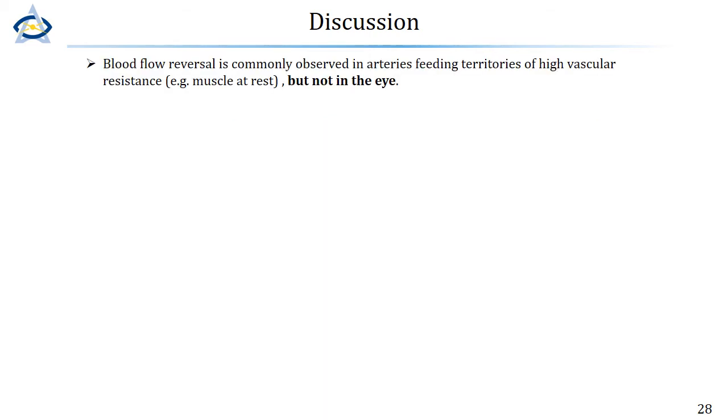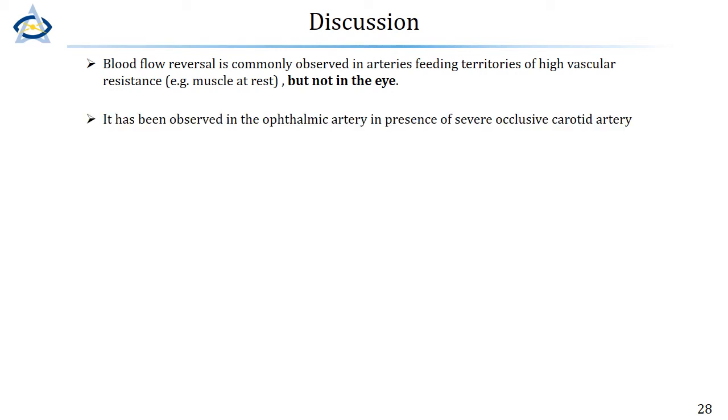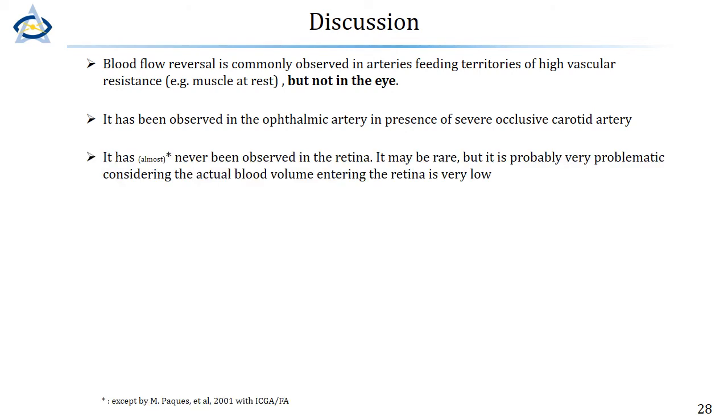Now, blood flow reversals are commonly observed elsewhere in the body when there is a high vascular resistance, like muscle at rest, but in the eye it's not normally observed because the vascular resistance is very low in the choroid and the retina. In the ophthalmic artery, it has been observed in presence of very severe occlusive carotid artery, but in the retina, very rarely. It's been observed with ICG and fluorescein by Michel in the early 2000s, but it's very rare.